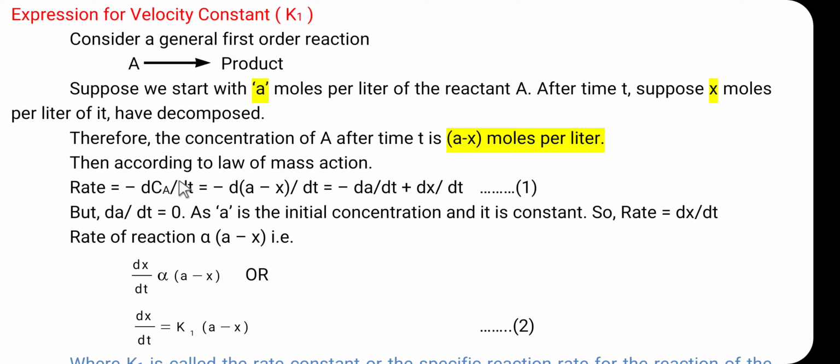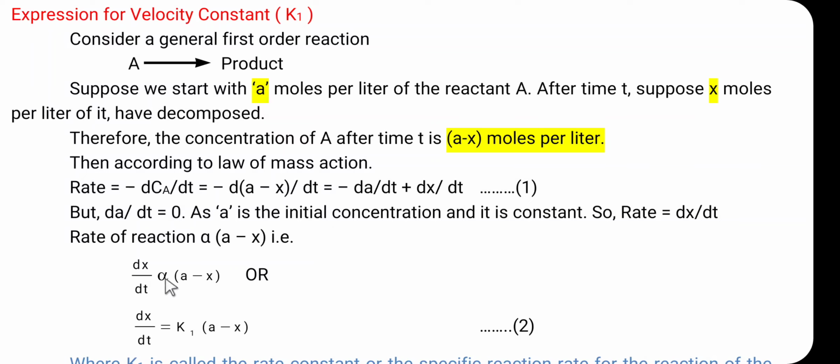So minus dCA by dt is equal to minus d of (a minus x) divided by dt, which is equal to minus da by dt plus dx by dt. Here small a is the initial concentration of the reactant A and it is a constant. So da by dt, the derivative of a with respect to t, is equal to 0, since the derivative of a constant is always 0. Then we can say that the rate is equal to dx by dt.